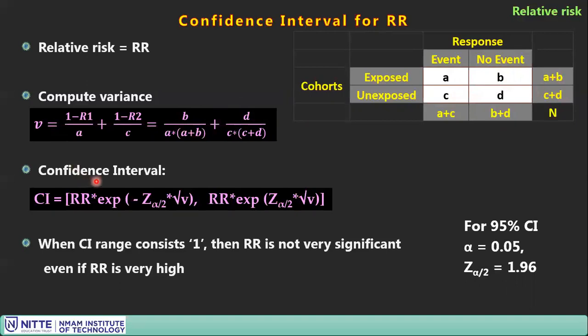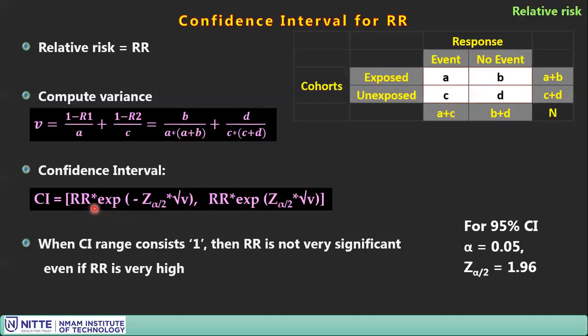Then you will have to calculate the confidence interval according to this formula. What is this? Relative risk. There are two terms. If you remember, confidence interval is a range. This is the lower value of the range. This is the upper value. So the confidence interval means within this range your relative risk exists. The point estimate exists in between these two 95% of the time.